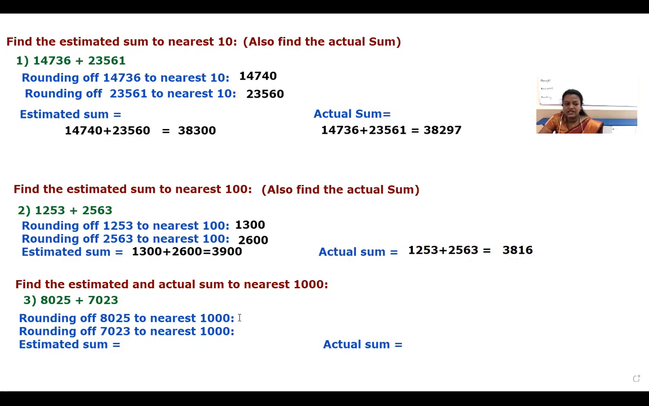Last, let's see the estimated and actual sum for nearest 1000. So 8025, when we round up to nearest 1000, would be 8000. Quite simple. 7023 becomes 7000. So addition of them, 8000 plus 7000, results in 15,000. Where is the actual sum? 8025 plus 7023 results in 15,048. So in this way, we have seen how to find the actual sum and the estimated sum, rounding to the nearest 10, 100 and 1000.